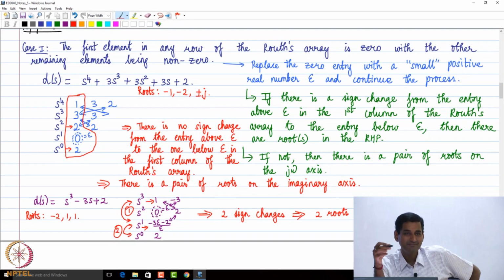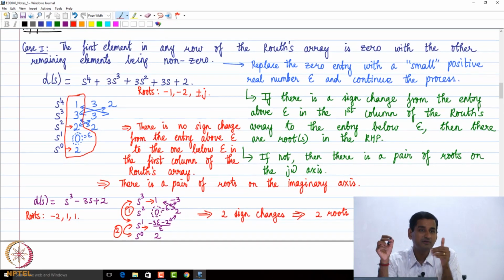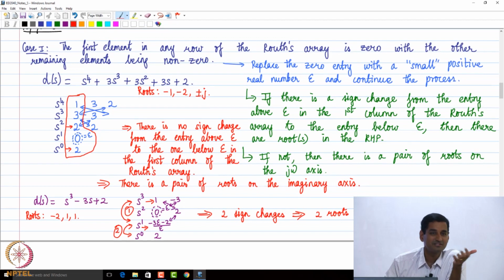If there were a 0, this special case deals with any entry in the first column of the Routh's array being 0, but you have to look at the row, right? Because I have to go from one row to another. If I am filling the Routh's array row-wise, for any row I look at the two rows immediately above it. So if I have a 0 entry, I cannot proceed, because I need to divide by the first element in the preceding row. That's how the calculation happens, so I cannot proceed, and that's why we do this.